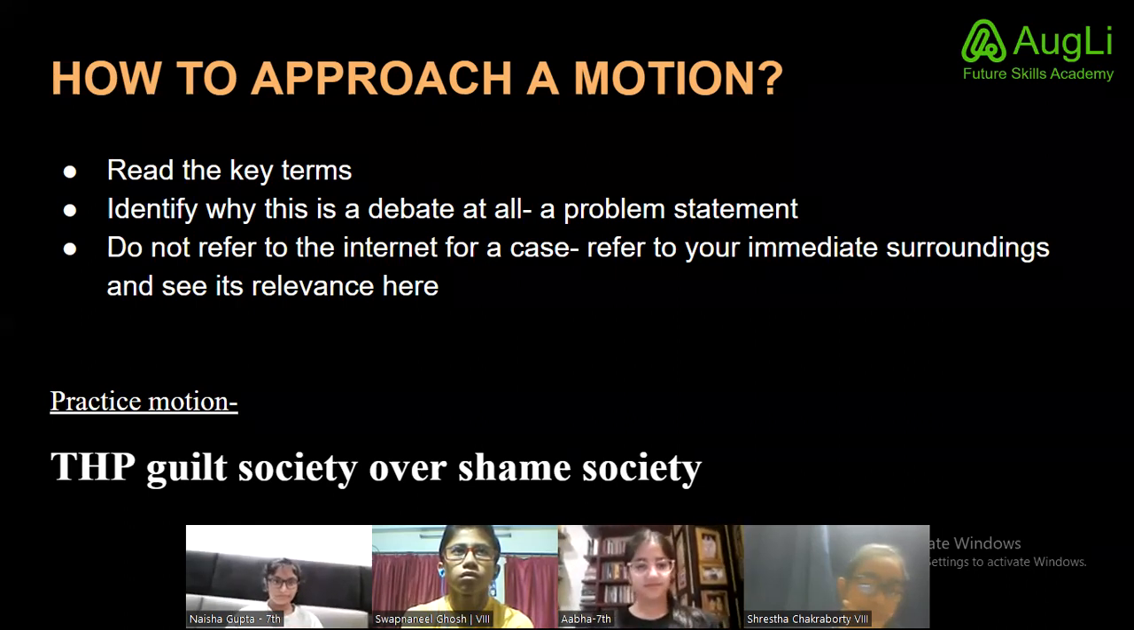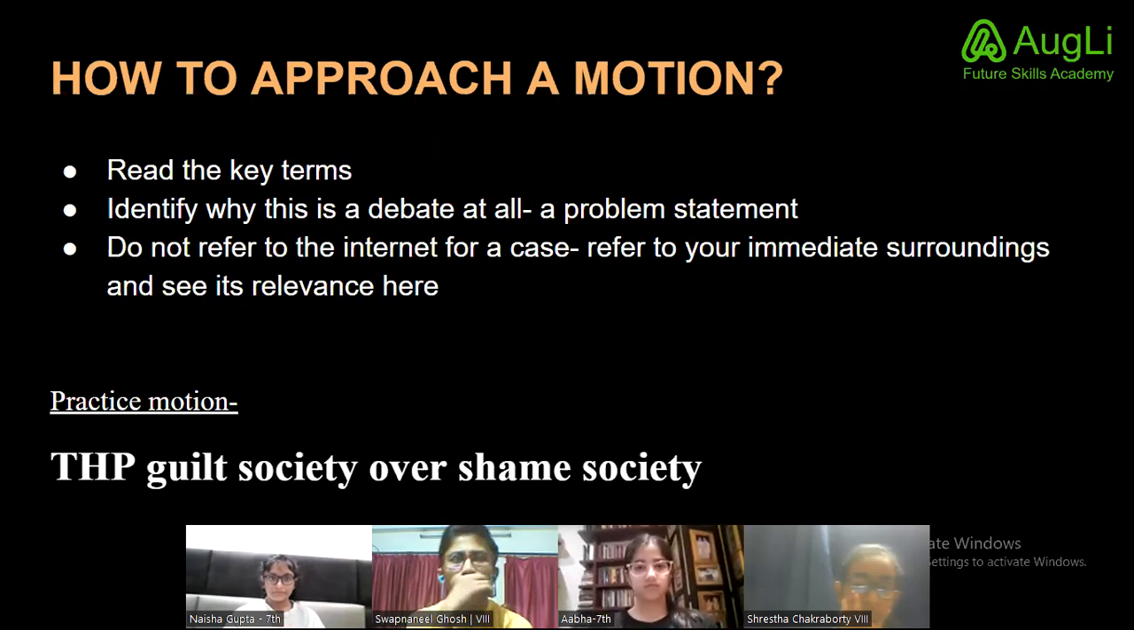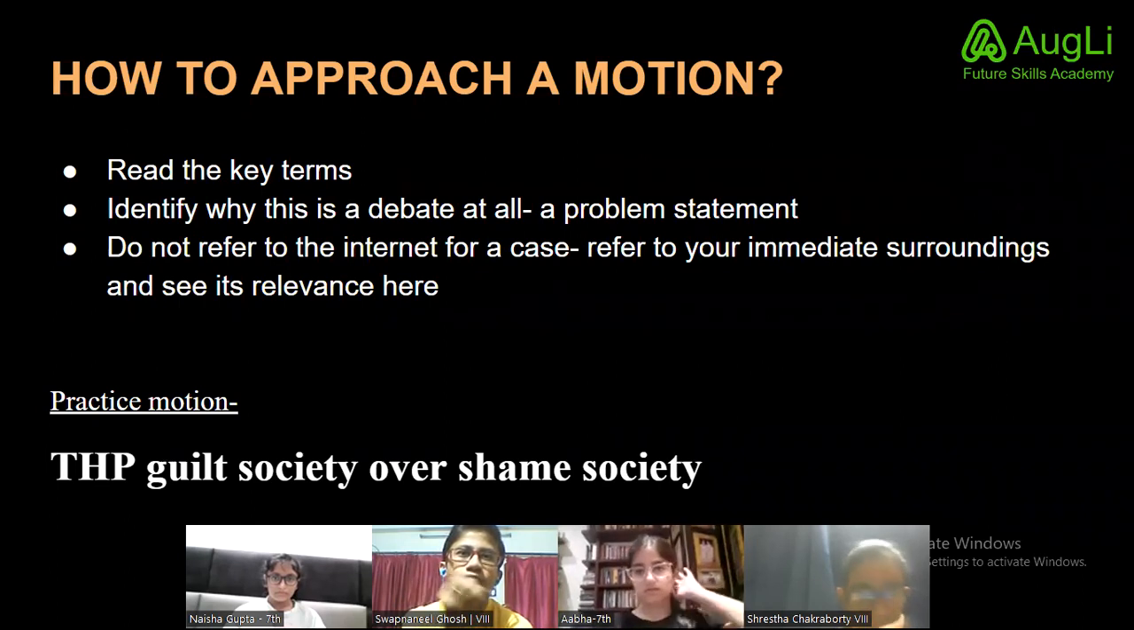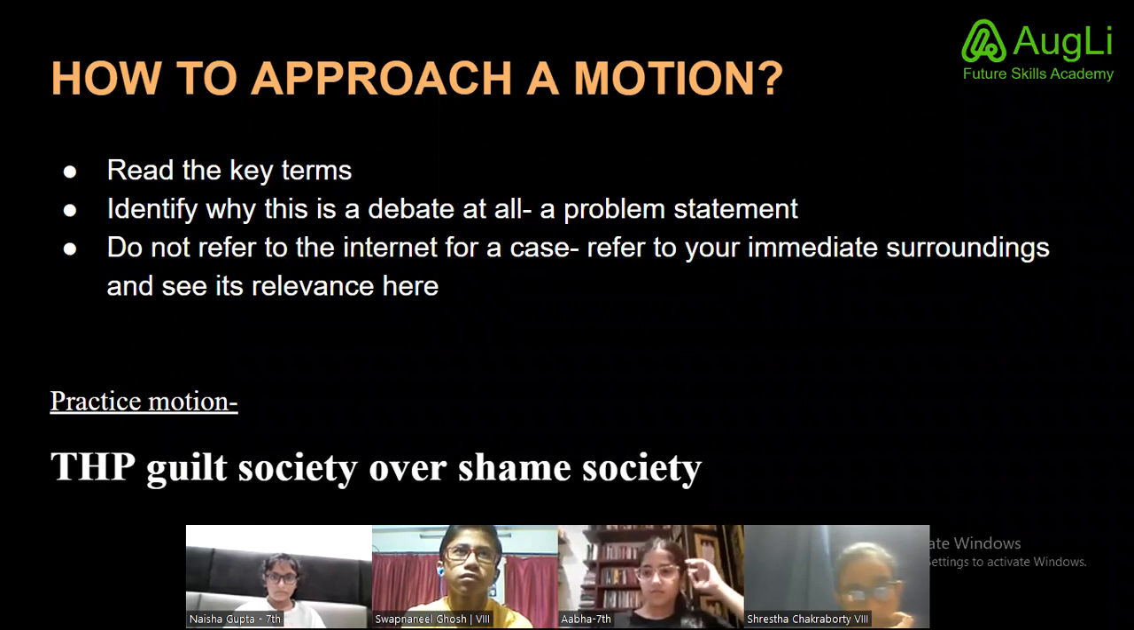Whenever you are given a motion, and you will see there is an example of a motion on the same slide at the bottom. THP is basically this house prefers. This house prefers guilt society over shame society. Now, I don't want you to understand what guilt society is and what shame society is. That's not the purpose. The purpose is for you to understand the structure of a motion and what a motion looks like if you're debating for the first time.